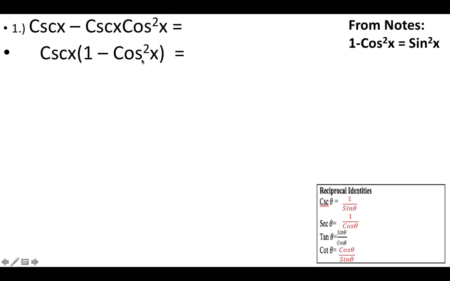Now at this point, this is when I'll be using my new identity from my notes. 1 minus cosine squared x is equal to sine squared x. So this part is going to be rewritten. Awesome. So we're almost done.